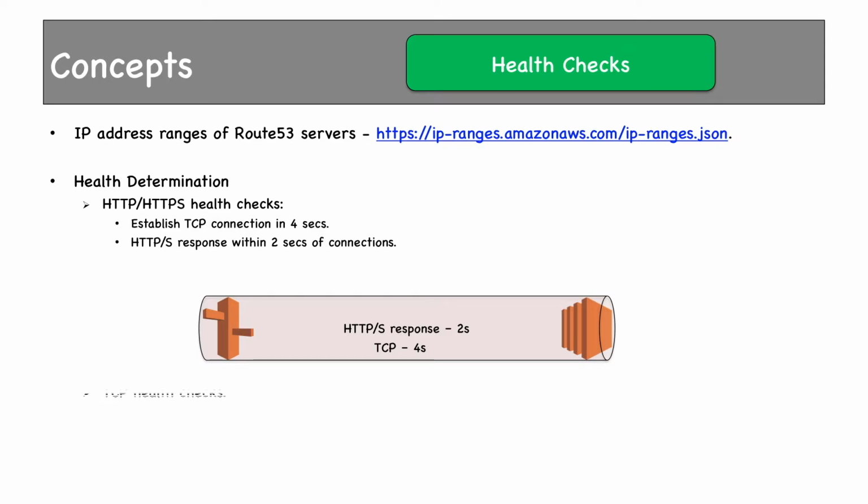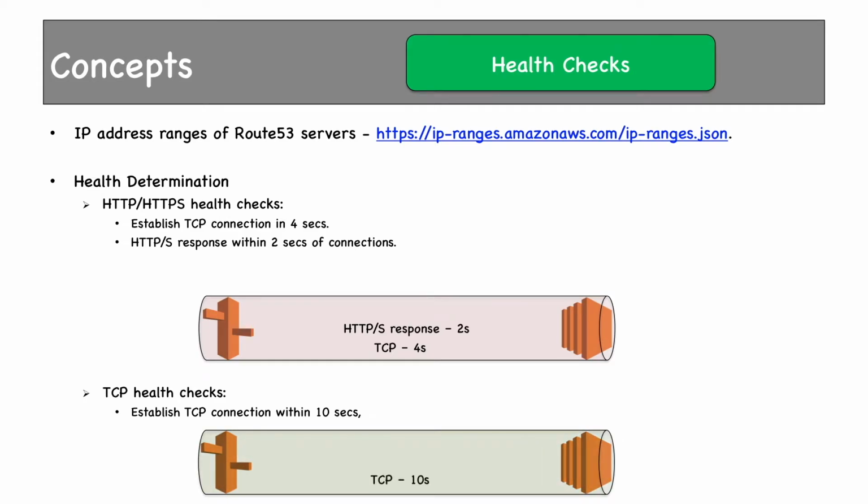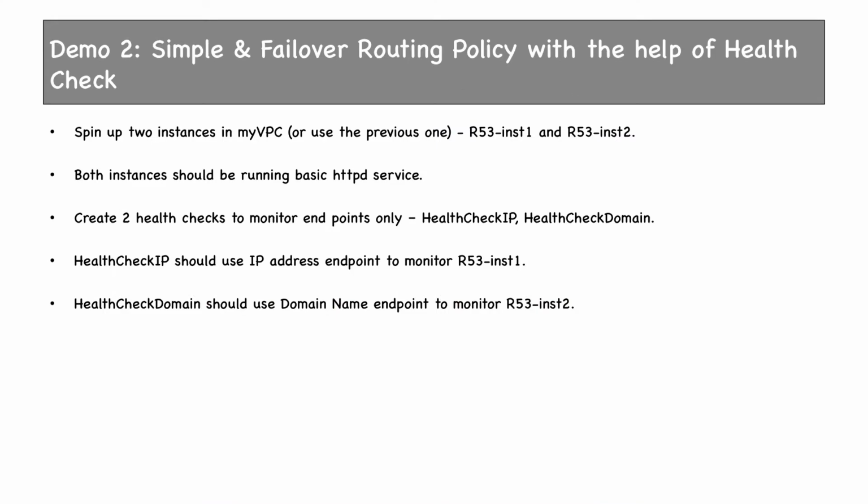Similarly, we have setup for TCP health checks, which I'm not going to discuss in details. So in TCP, you have to establish a connection within 10 seconds. So if the connection is successful, then your EC2 instances are healthy. Finally, we'll see demo of simple and failover routing.